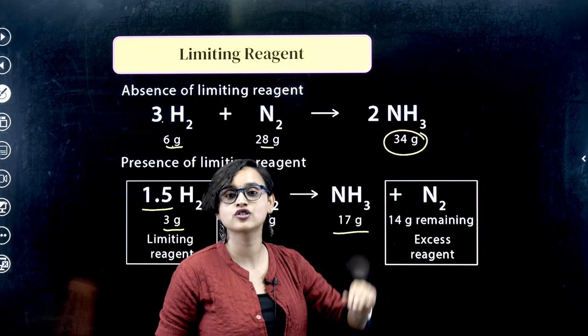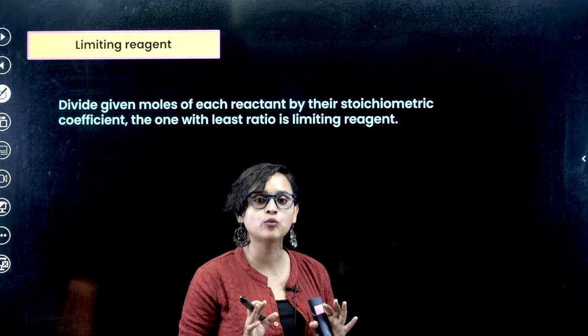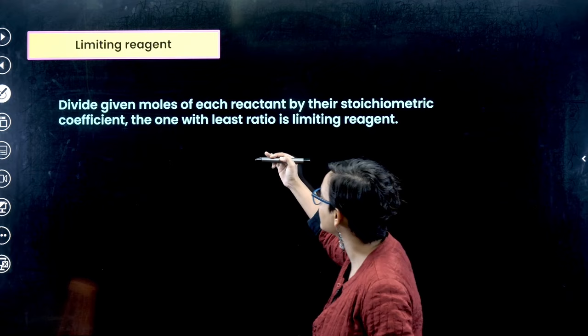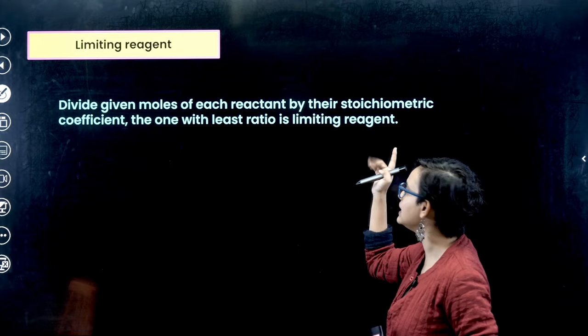Getting my point? Yes. So basically what we have to do in a limiting reagent question is just divide the given moles of each reactant by their stoichiometric coefficient. The one that has the least ratio is your limiting reagent. Let's do a question and find out.